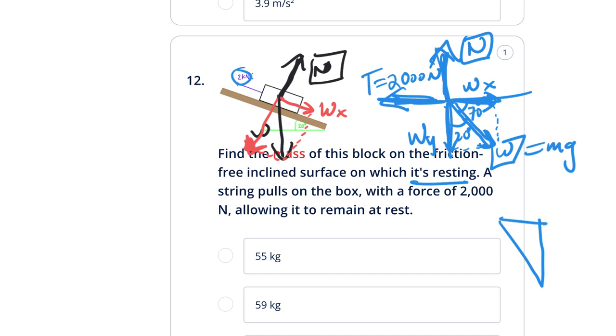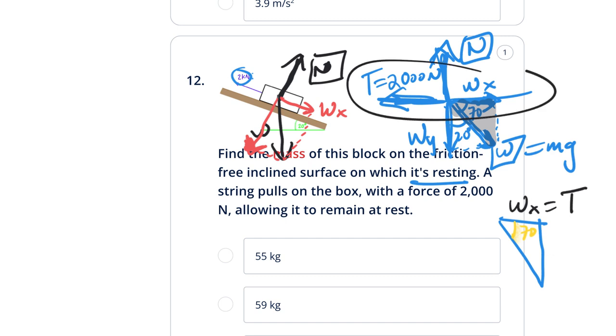Let's draw this triangle right here, because it's from the x-axis. So this is 70 degrees. This is Wx, and that equals T, the tension, because it's in equilibrium. Horizontal forces balance each other out, cancel each other out. So I have that value.